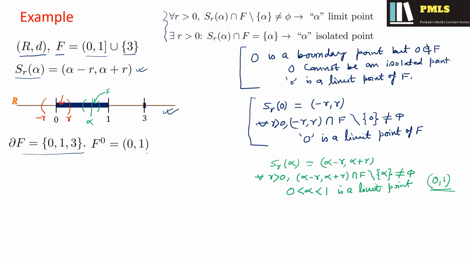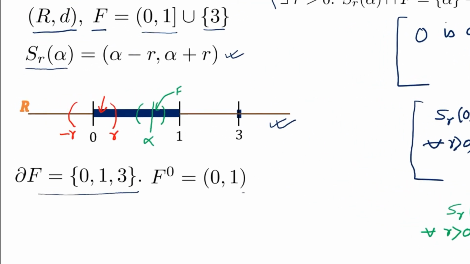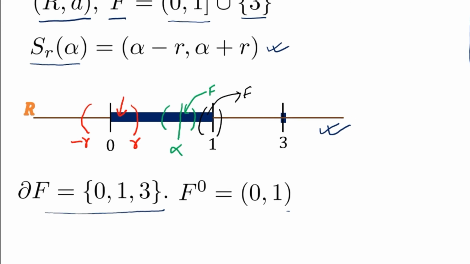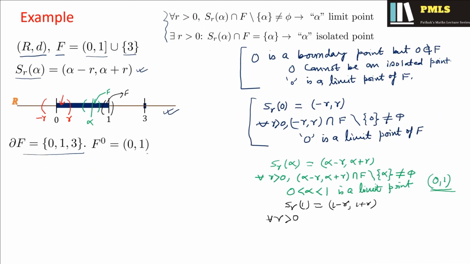Similarly, if you see for the point 1, then S_r(1) is nothing but (1 - r, 1 + r). This is the open interval, and you take any open interval around 1. Again, there will be some points of F which are different from 1. And therefore, for all r greater than 0, you can write that (1 - r, 1 + r) ∩ (F \ {1}) is not equal to phi, and therefore 1 is also a limit point.